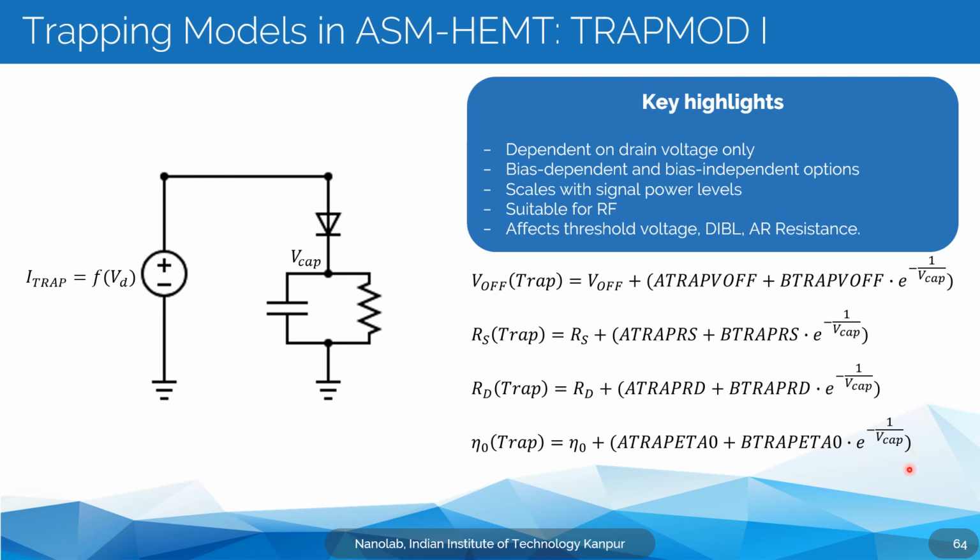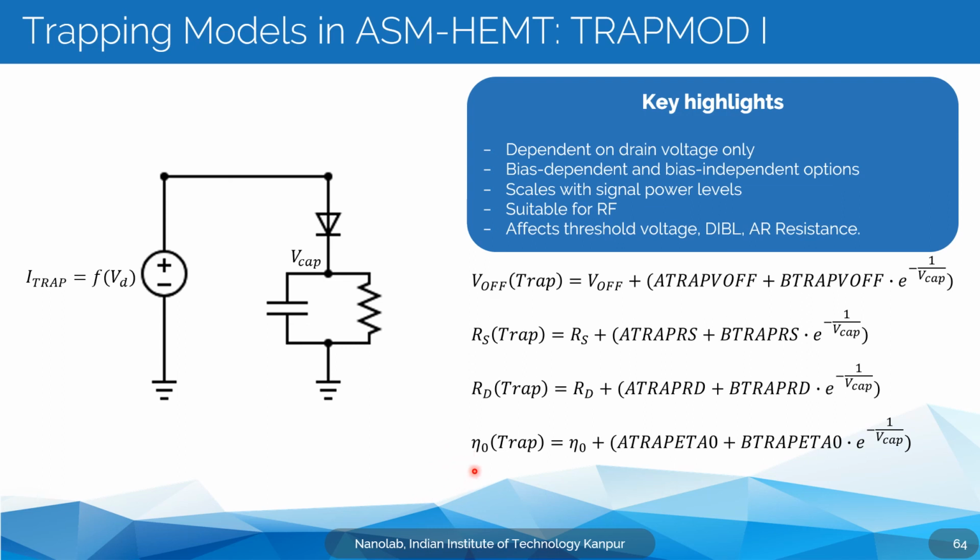Then you can control the effect. You can control the effect of this exponential by using these parameters: B-trap, like B-trap eta naught, B-trap RD, B-trap RS, B-trap V off. So this model controls 4 different aspects of ASM-HEMT. It can change the threshold voltage, the source resistance, the drain resistance, or the Dibble parameter, based on what you need or what you see in the measured data.